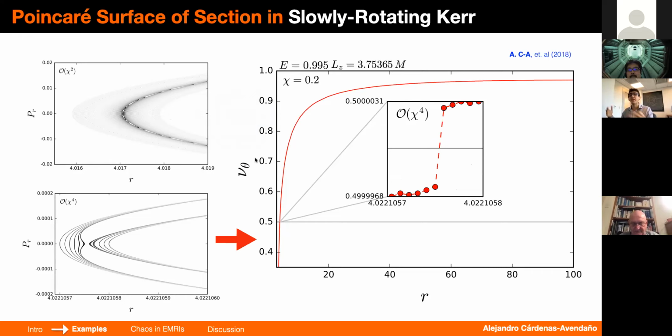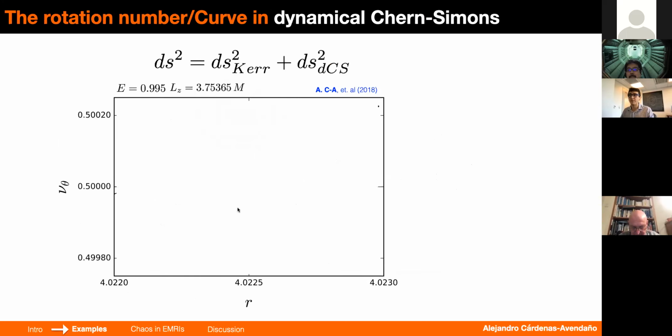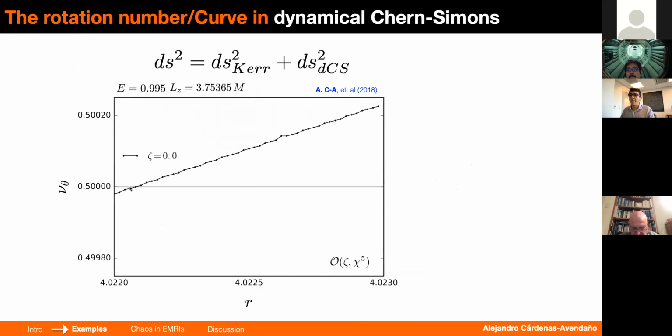So based on this, we can now go and study a little bit more safely, with a dynamical systems method, how this behaves in Chern-Simons. And what we found is that this rotation number is smooth again for Kerr, so that's fine when this coupling constant is 0. But as soon as you start increasing this coupling constant, you find these abrupt changes.